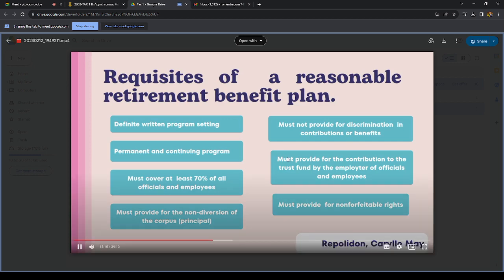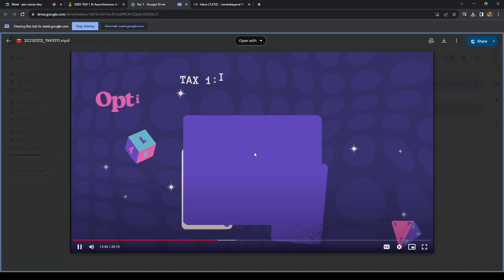And lastly, it must provide for non-forfeitable rights, that is, upon the termination of the plan or upon the complete discontinuance of contributions under the plan, the rights of each official or employee to benefits accrued to the date of such termination, to the extent then funded, or the rights of each employee to the amounts credited to his account at such time, are non-forfeitable.